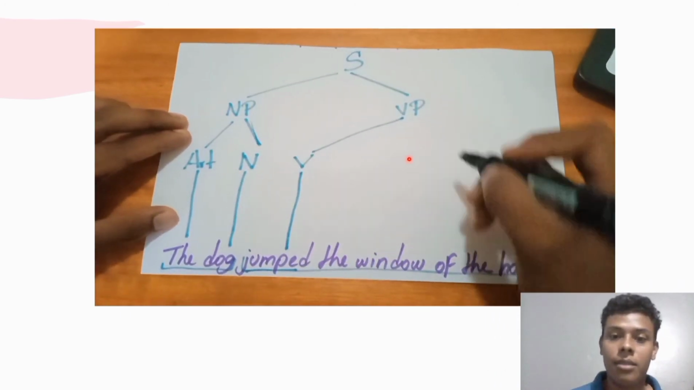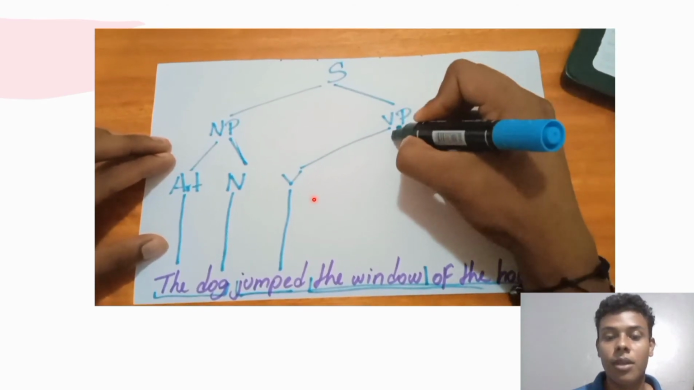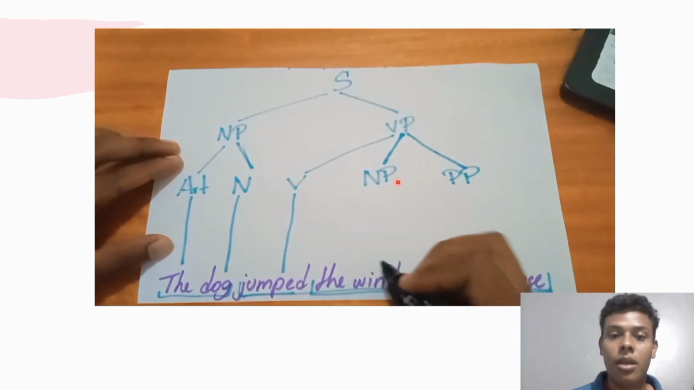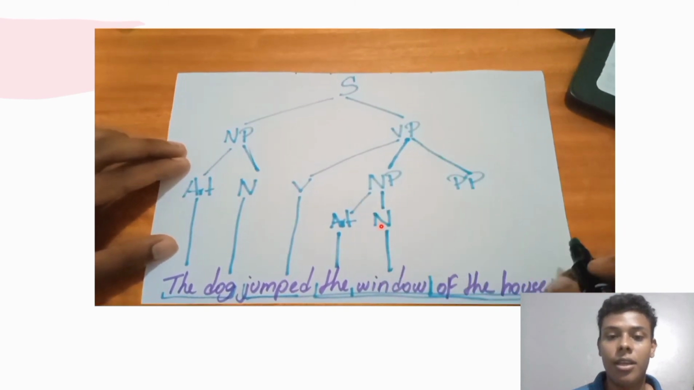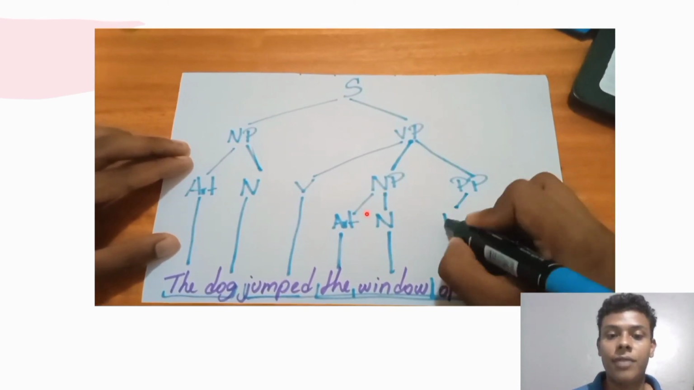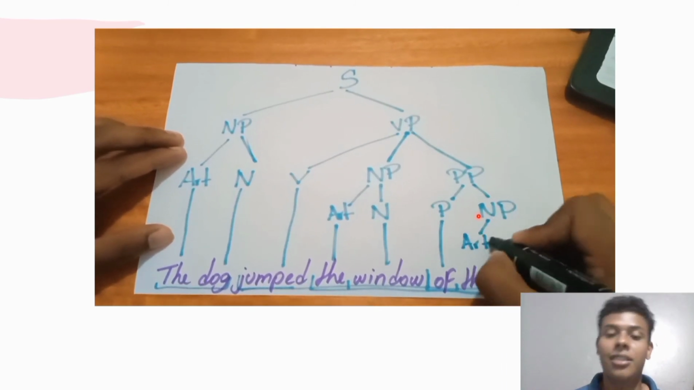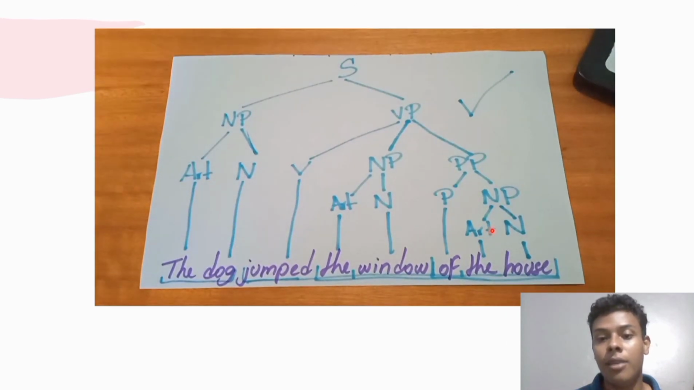On the other hand, the verbal phrase is divided into three parts. The verb, which is jumped, then we have a noun phrase, which is the window, and now we are going to write just noun phrase, and finally the prepositional phrase. Here we are going to divide the noun phrase that has an article and a noun, and finally a prepositional phrase that is a preposition, which is of, and a noun phrase that is divided again into article and noun. And this is the correct way to explain a tree diagram.